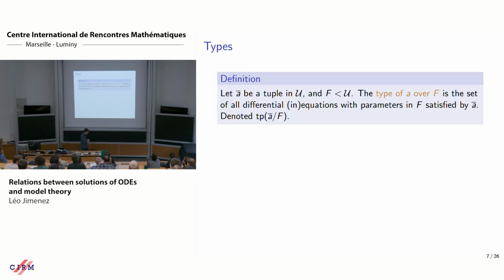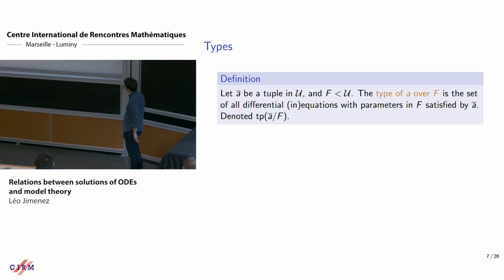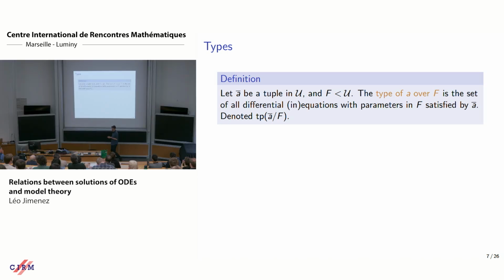Okay, types. Again, we're in our big differential field U, and we have a tuple A and some subfield F. The type of A over F is the set of all differential equations and inequations with parameters in F that are satisfied by A. We write it as type of A over F. It's everything that F has to say about A: all the equations, all the inequations, it's all in there.